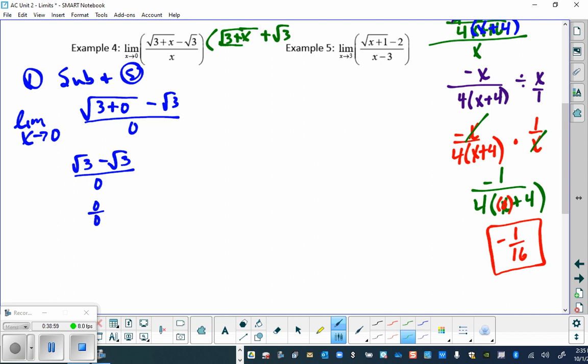If I say this minus this times this plus this, in your head, do some first, inner, outer, last. Your first terms are going to multiply. Your inner and outer terms are going to be opposites. They're going to be a 0 pair. One is going to be positive, square root of 3 plus x times root 3. The other one's going to be negative, square root of 3 plus x, root 3. So they're going to cancel out. And then our last terms are going to be root 3 times root 3.